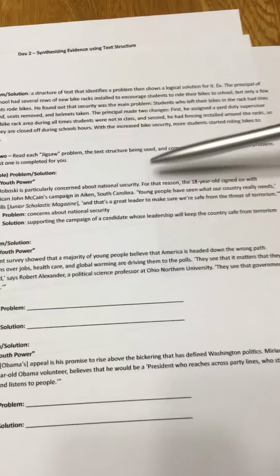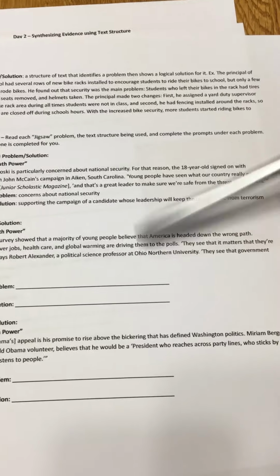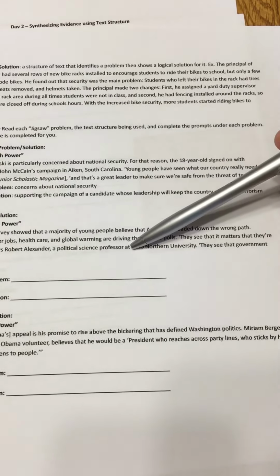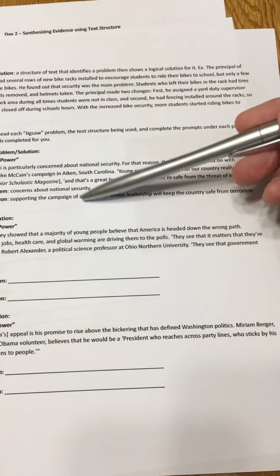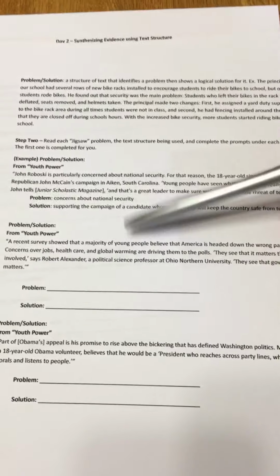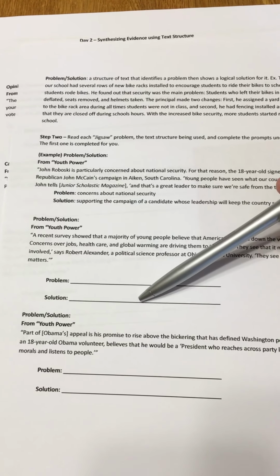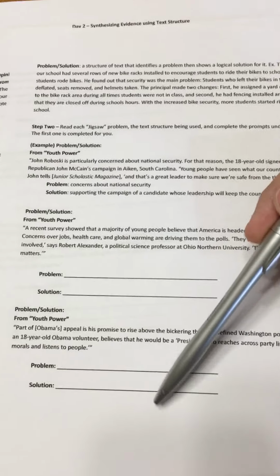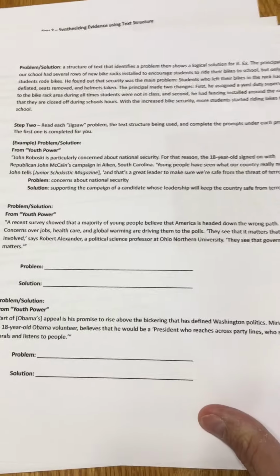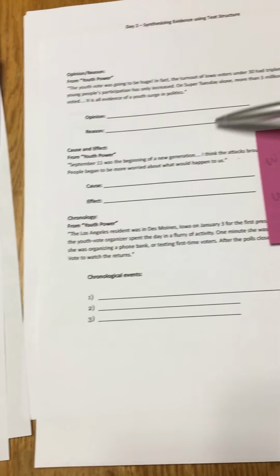And then the second step, it wants you to read each one. The first one, they give you an example and tell you what the problem and solution is. Then they do it again, and then you need to write down what the problem and the solution is. Remember to use 4th grade sentences with capitals and periods. That also goes on for the next page.